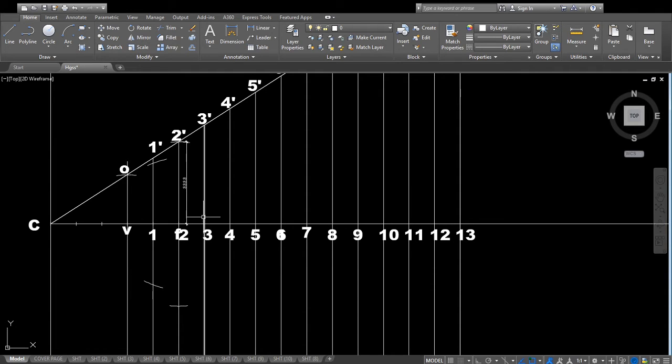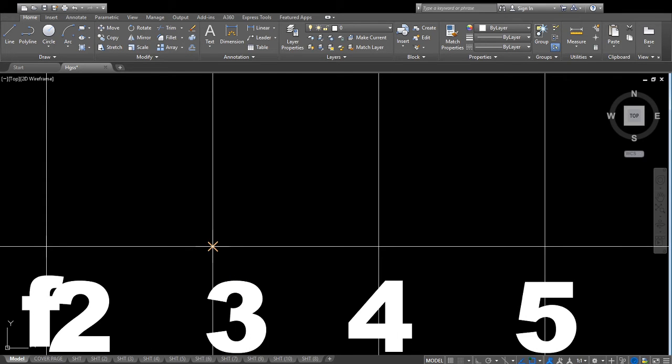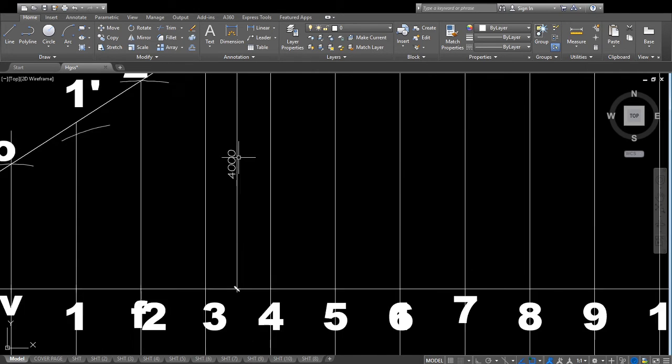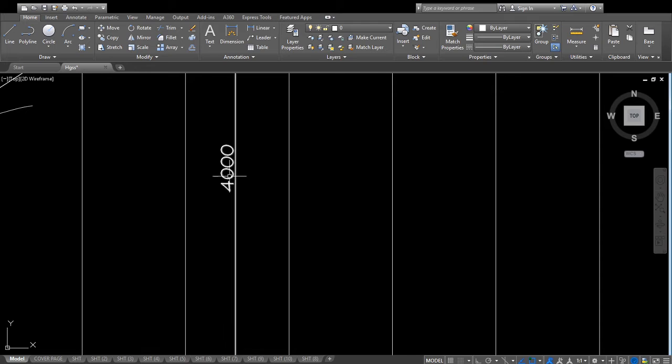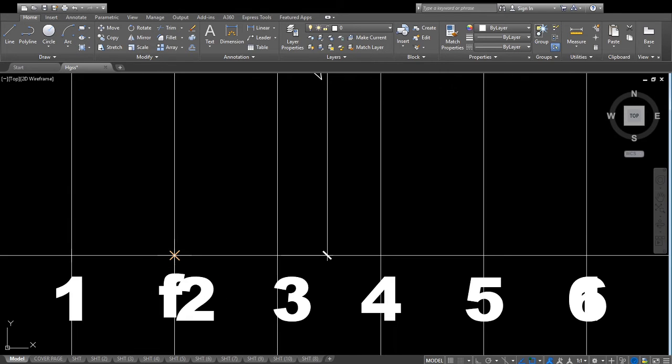The next point is 3, 3 prime. What is the measurement of my 3, 3 prime? I will measure my 3, 3 prime. I have it at 4,000. I will come here, pick my arc, come to my center.